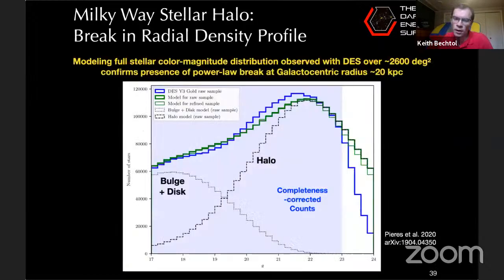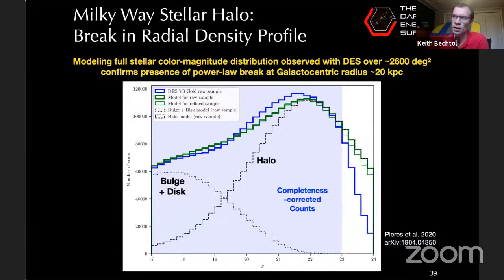And so, in DES, there's been a lot of work to study this radial density profile in detail and to get a high-precision measurement of the properties of the stellar halo, not by just looking at individual stellar populations, but by doing very detailed and careful modeling of the full stellar population.